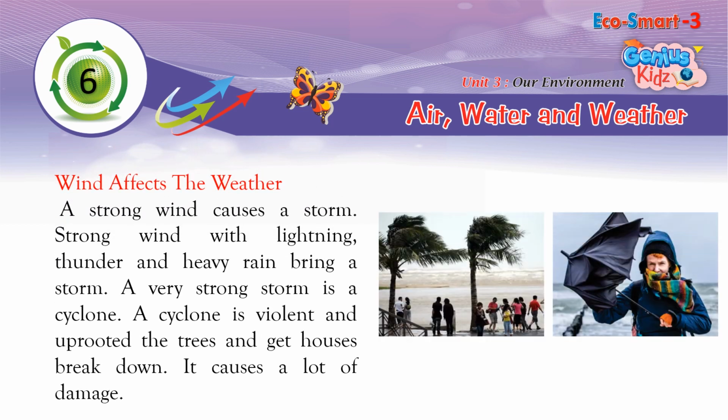Wind affects the weather. A strong wind causes a storm. Strong wind with lightning, thunder, and heavy rain bring a storm. A very strong storm is a cyclone. A cyclone is violent and uproots trees and breaks down houses. It causes a lot of damage.